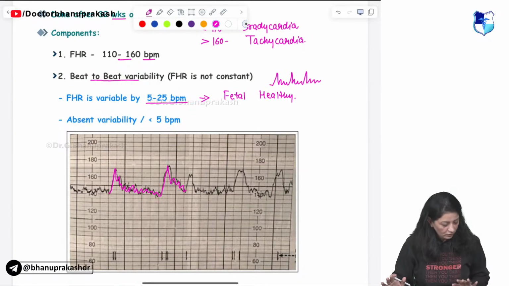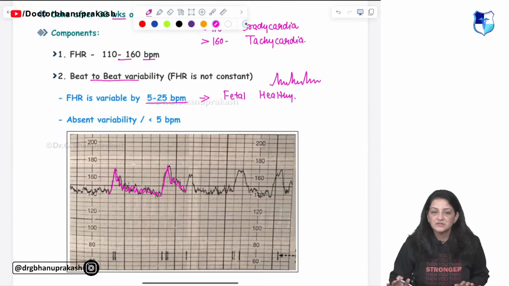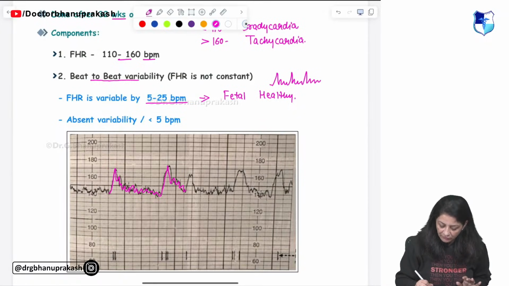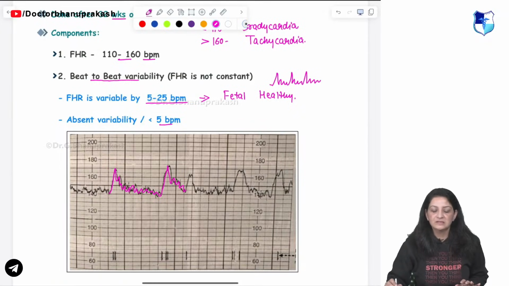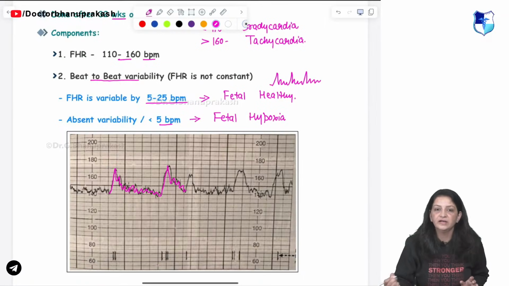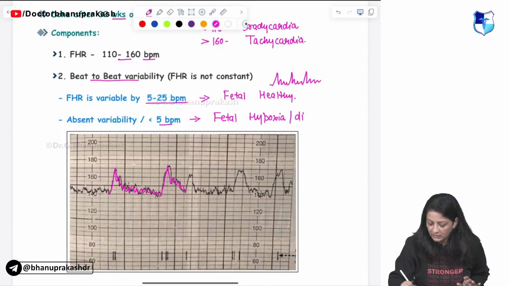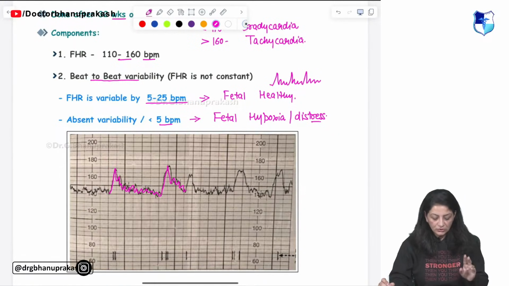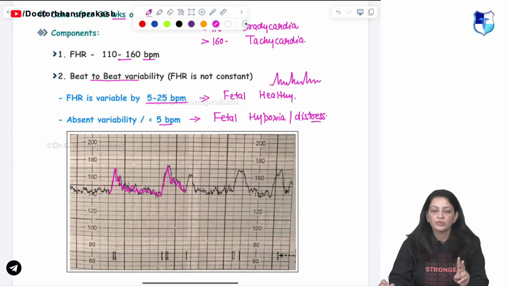Beat to beat variability. So absent variability or less than 5 beats per minute indicates fetal hypoxia or fetal distress. Clear? So this one is the second component.